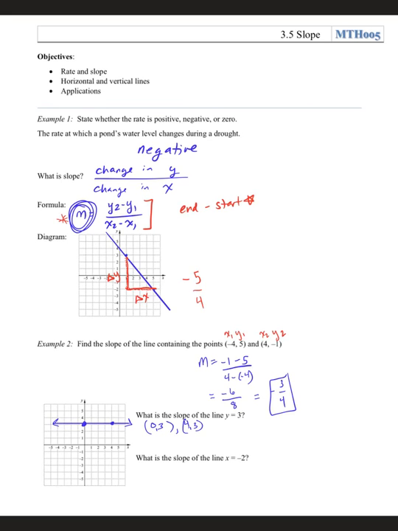Now what I want you to do is pause the video, and using these 2 points here, or whatever 2 points that you chose off the line, go back to the slope formula and substitute those points in and calculate the slope. I want you to pause it and try it for yourself and then restart the video.